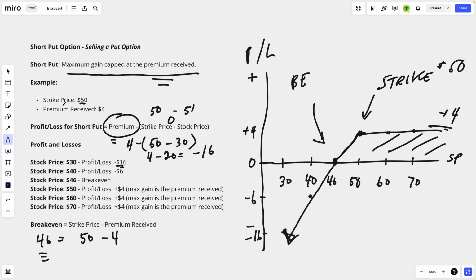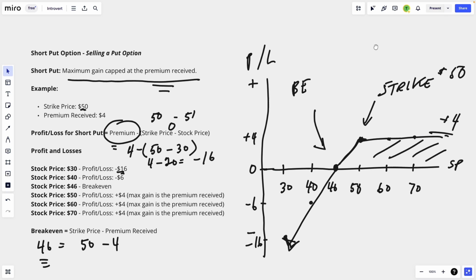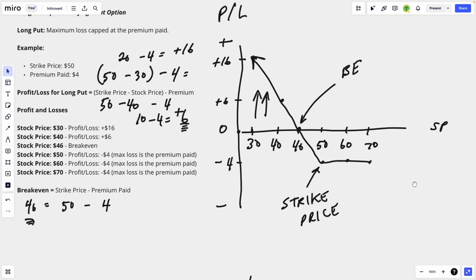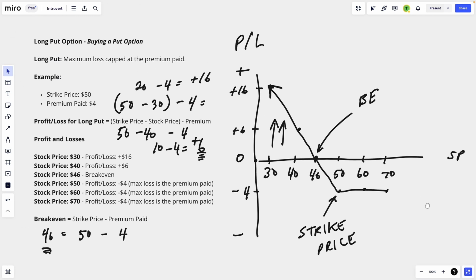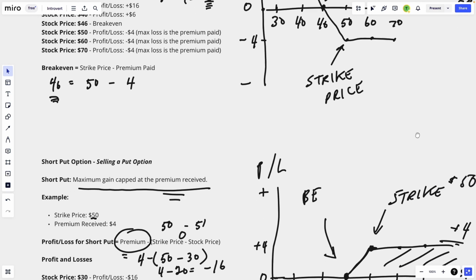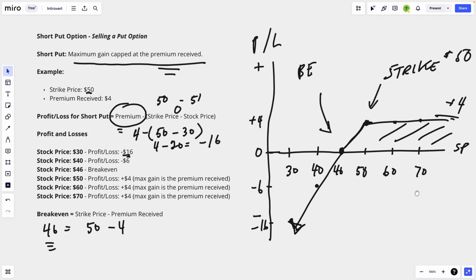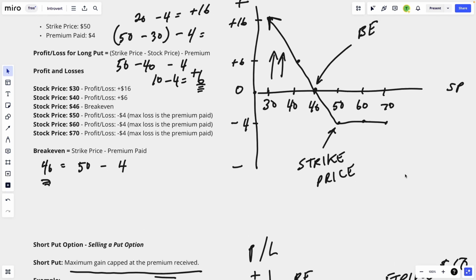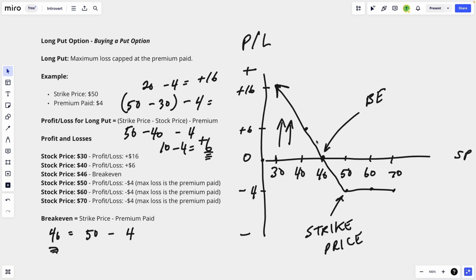So if we just look at the diagrams here, as we scroll up to the selling, we can see that basically the diagram is flipped. So when you're long, you want the stock to go down. That is good for you. And if you are selling, you do not want the stock to go down. You'd like the stock to stay the same or go up, and you will just gain the premium when you sell. Here, you want the stock to go down because you have the right to sell at 50. And if it's less, then you can buy it at 30 and sell at 50.